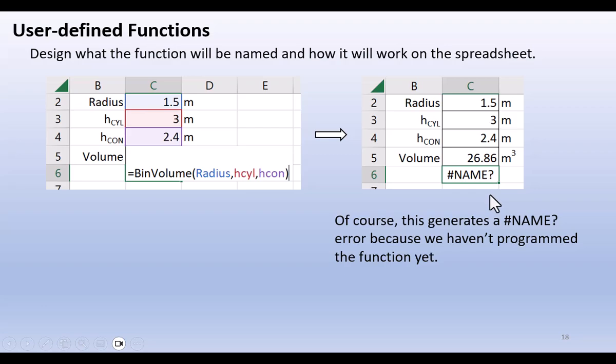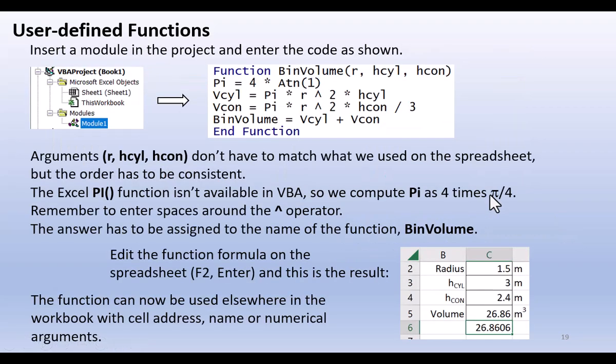Okay? So here we say that we would like it to look like this. It doesn't give us anything because it doesn't exist yet. So we create the function, and these are comments that we made along the way, and I'm not going to repeat them. And then, as we say, the function can now be used elsewhere in the workbook. You can use it with a cell address, you can use it with names, or you can use it with numbers, as we did for the second example that I showed you.